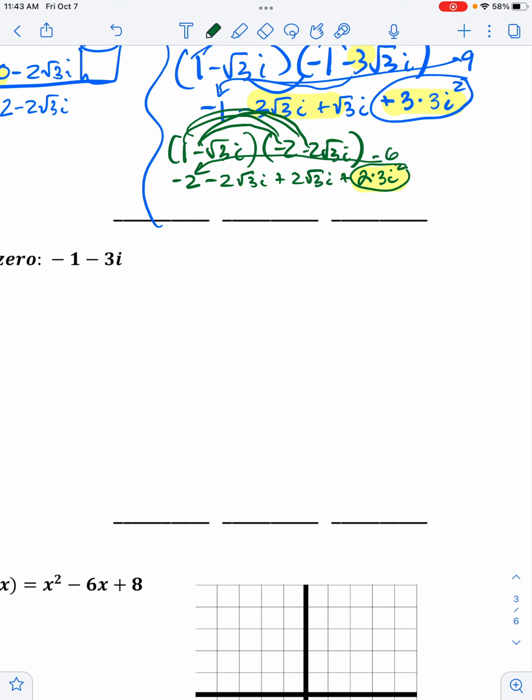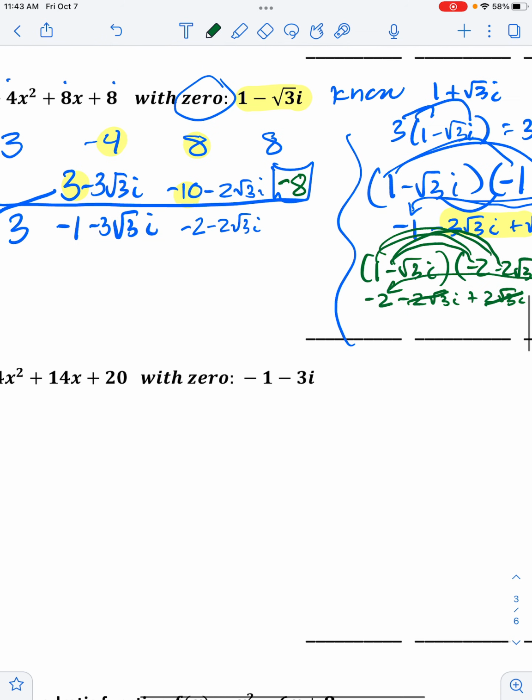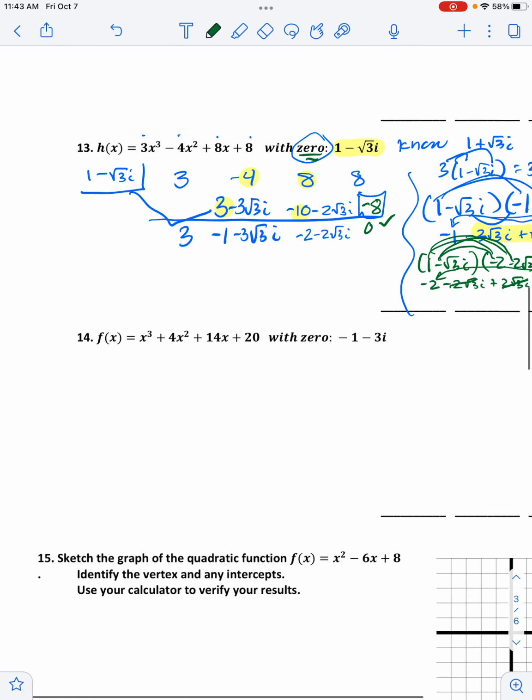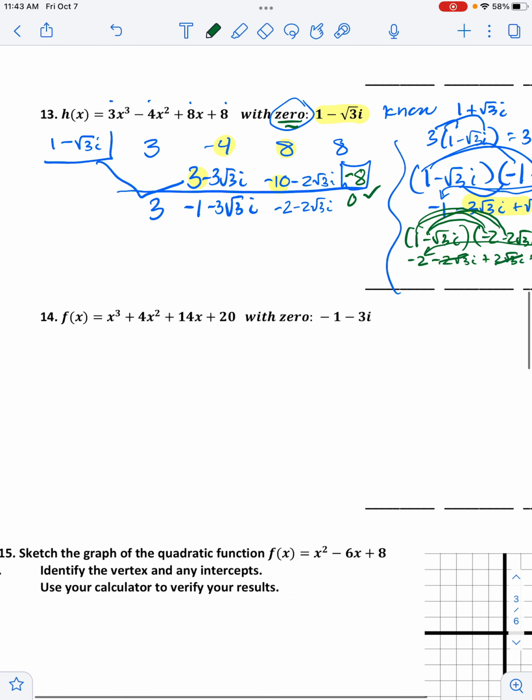So negative 6 and a minus 2 is going to become a negative 8, and then these plus and minus 2 root 3i's cancel. So that's good news, because that negative 8 gives me the 0 that I know I need to get, because they told me it was going to be 0. So now kind of the bad news, but kind of the decent news, is you have to do it again. Here's why it's not terrible.